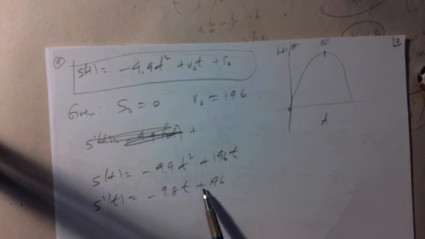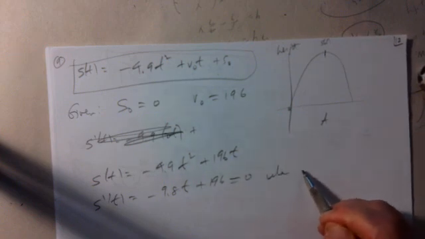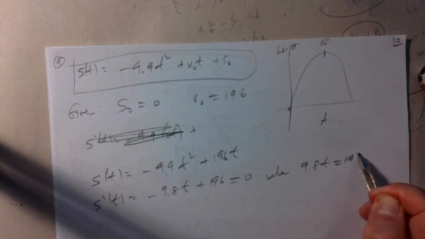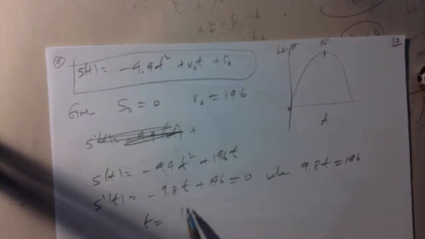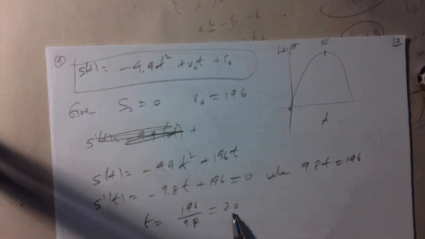This is actually how fast the cannonball is moving, the derivative of the position is the velocity. When is this equal to 0? When 9.8t equals 196, or t equals 196 over 9.8. Let's see, 2 times 9.8 is 19.6. So I think this is 20. So 20 seconds after the ball was shot up in the air, it reaches its maximum height.